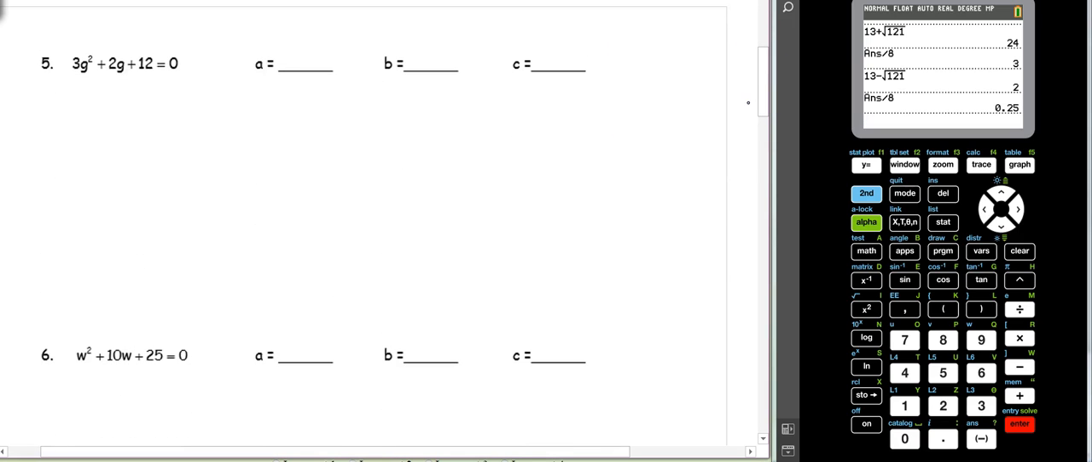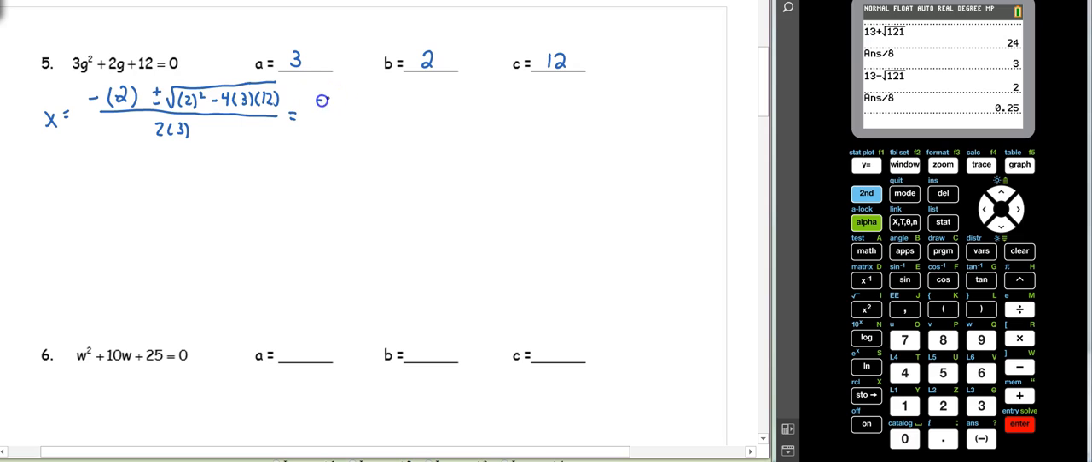Number 5, we have 3g squared plus 2g plus 12 equals 0. Our a value is what's in front of the g squared, which is 3. B is what's in front of the g, which is 2. And the constant is 12. So when I go to set up my quadratic formula, I have negative b, so -2 plus or minus the square root of b squared minus 4ac all over 2a, so 2 times 3.